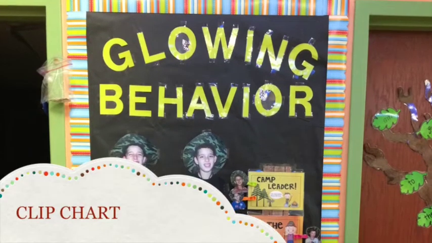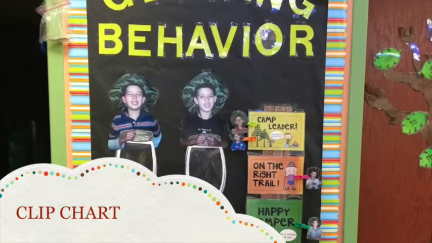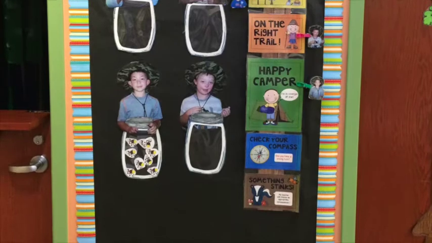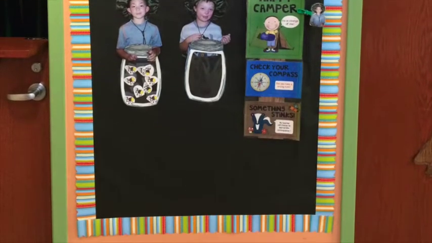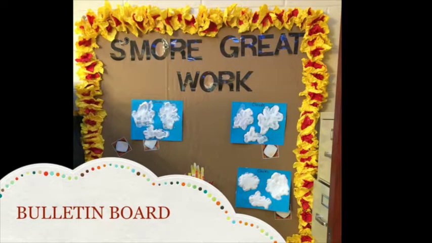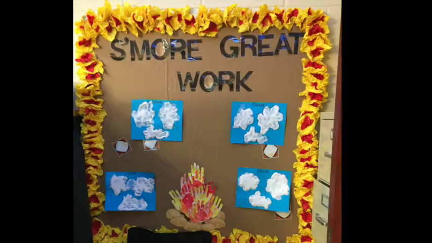Behavior management was shown through a bulletin board called Glowing Behavior. This board utilized a clip chart to help reinforce good behavior. The students' pictures are on the board, which helps make it more personal for them. Another bulletin board in the classroom displayed the students' work. This was important because it reinforced participation.